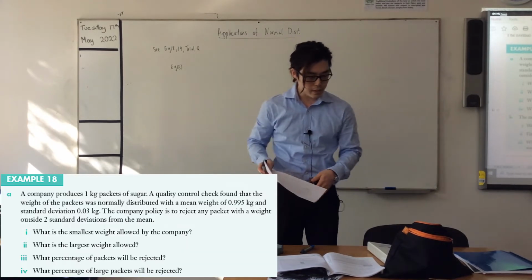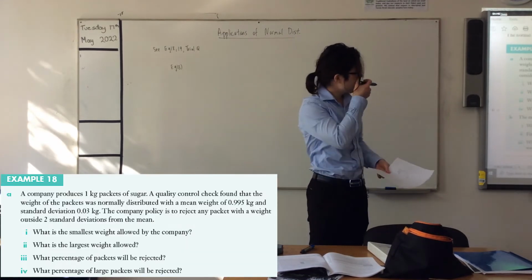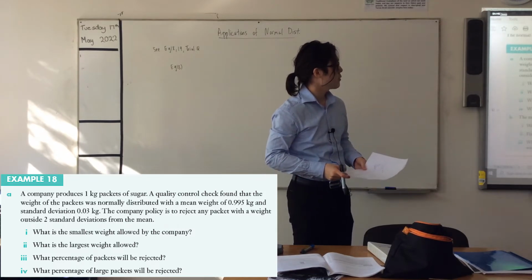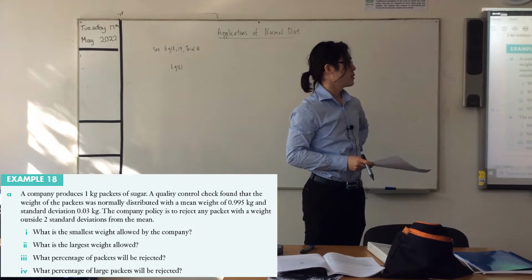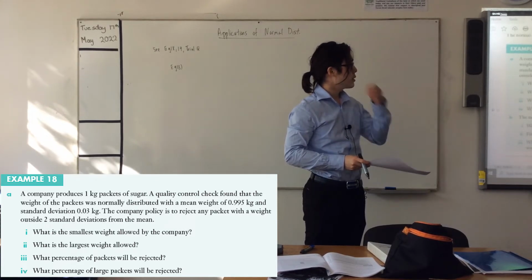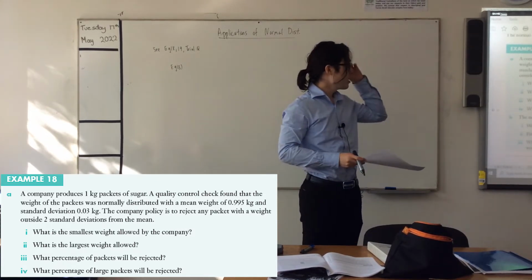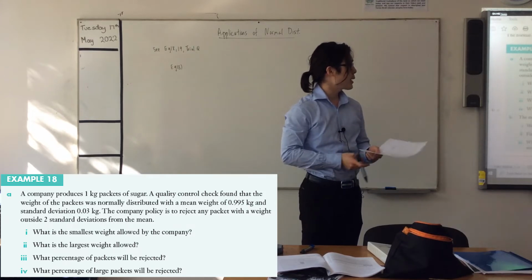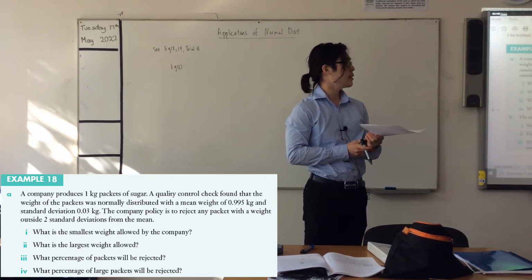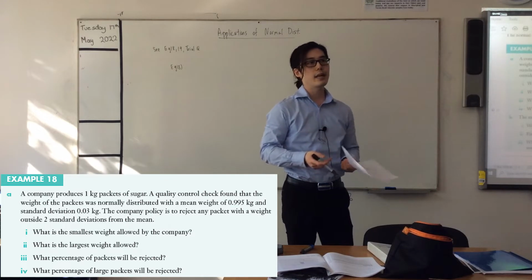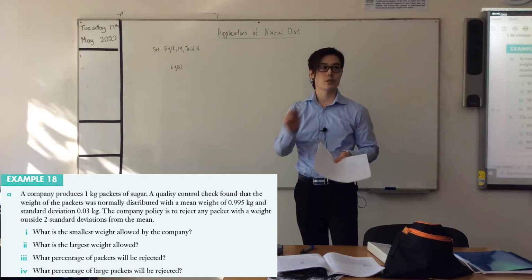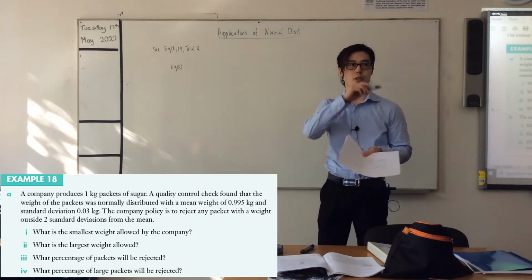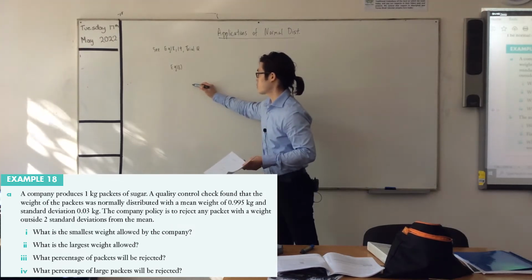So a company produces 1 kilogram packets of sugar. A quality control check found that the weights of the packets were normally distributed with a mean weight of 0.995 and a standard deviation of 0.03. The company policy is to reject any packet with a weight outside 2 standard deviations from the mean. So like I said, if you have a normal distribution question, the first thing you do, even if you have no idea what to do, is just draw the z-scores out.